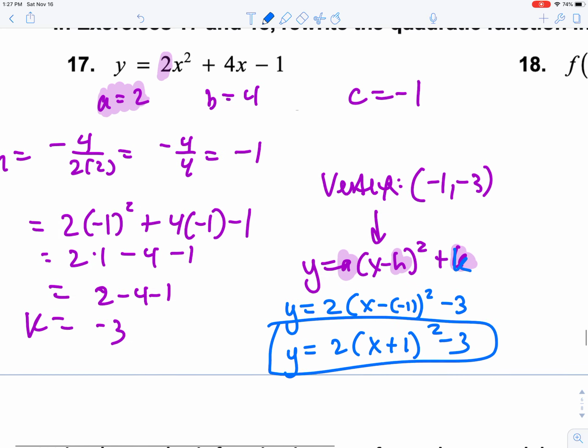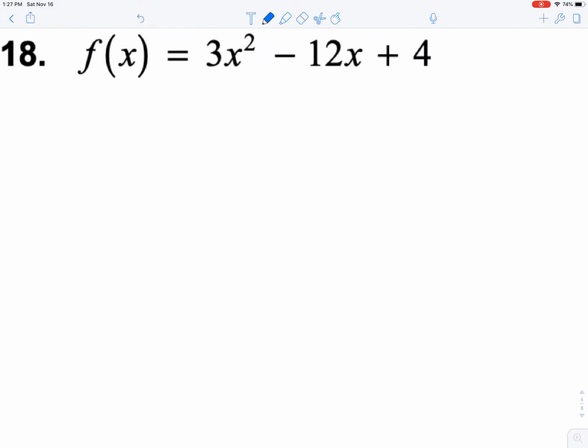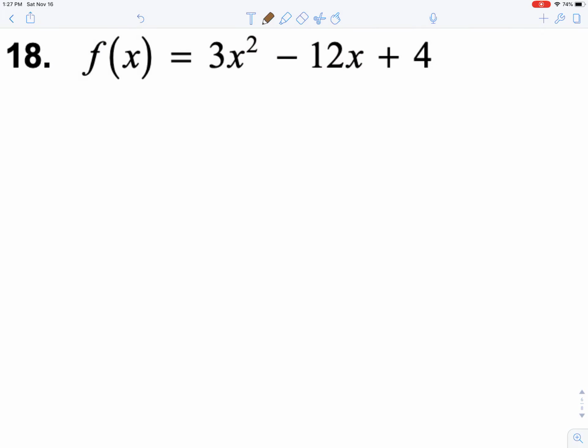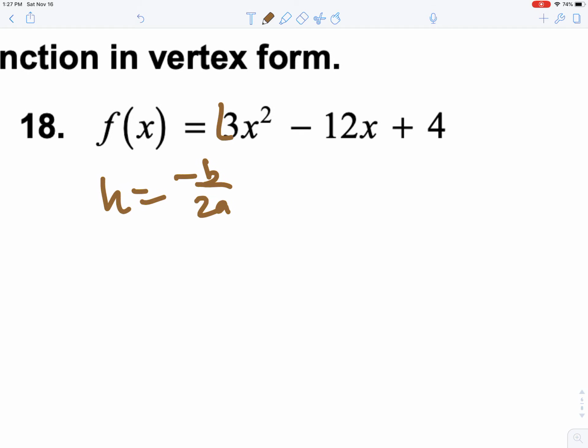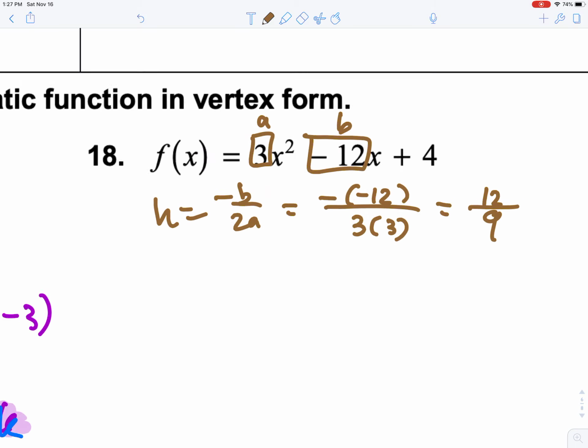Okay, let's do 18 together. Again, you need to know your a and you need to know your b, because we're solving for h first. H is negative b over 2a, okay? That's my a. This is my b, so I'm going to put negative 12 over 2 times 3. I get positive 12 over 9.